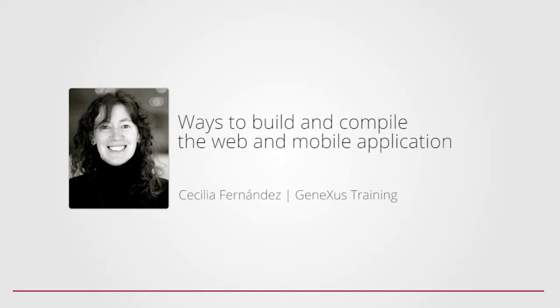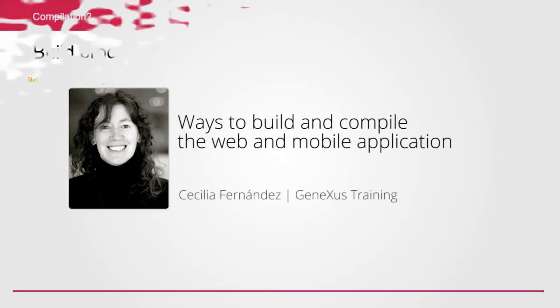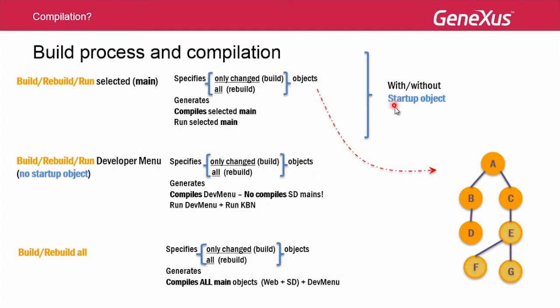Let's briefly take a look at the build and compile options. Regardless of whether we have a startup object defined or not, every time that we do build, rebuild, or run on a selected main object, the only objects specified will be those with changes in the case of build, or all objects in the case of rebuild, and the main selected will be compiled and executed.